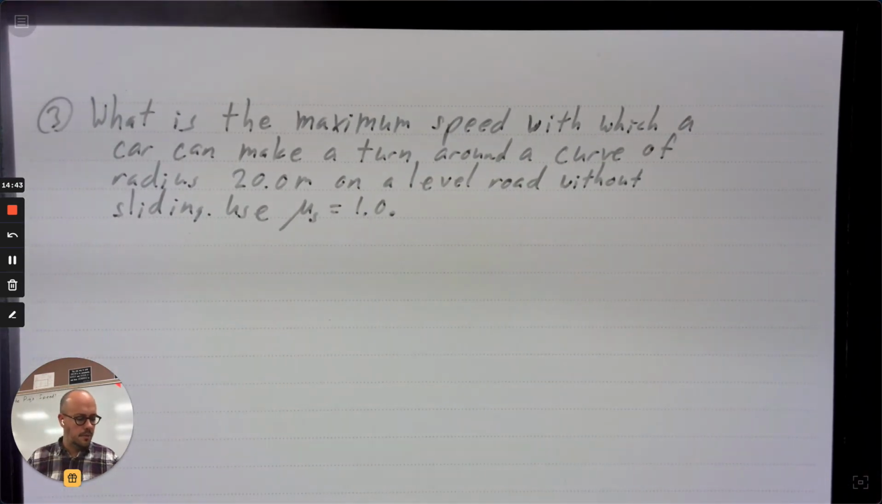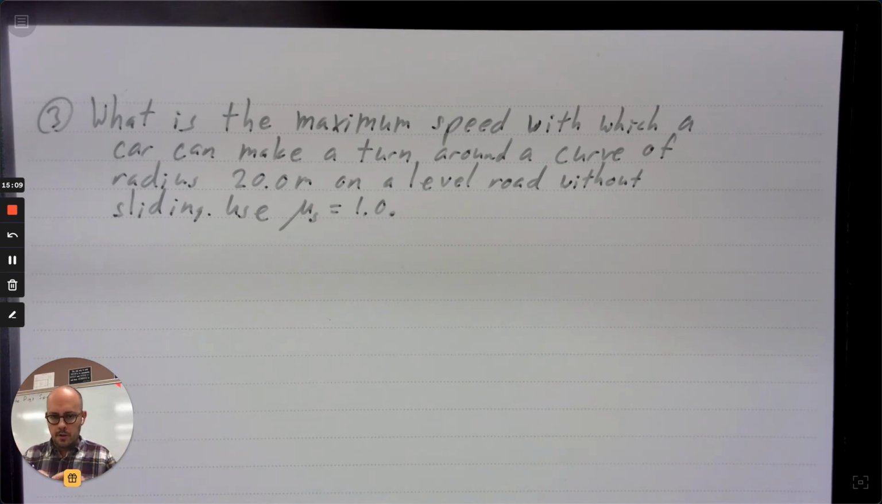This last one is about friction. The question is, what is the maximum speed with which a car can make a turn around a curve of radius 20 meters on a level road without sliding? Again, I'm going to try and deal with this conceptually, and then show you how to work with this.